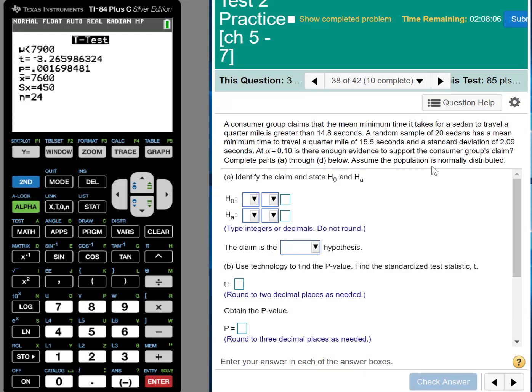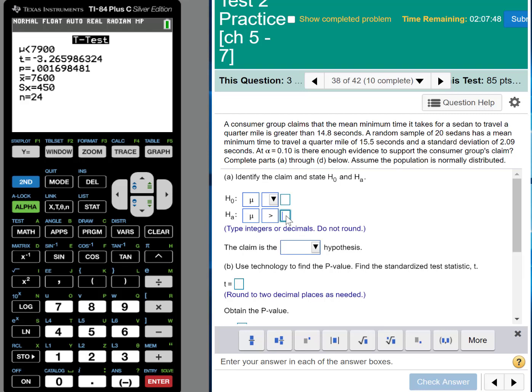a consumer group claims that the mean time it takes for a sedan to travel a quarter mile is greater than 14.8 seconds. So if you want to state the null and the alternative, it's a mean here. That's the mean. Greater will be in the alternative, not in the null. 14.8 seconds. And here it will be what? Less than or equal to. The claim is the alternative because it says greater than.